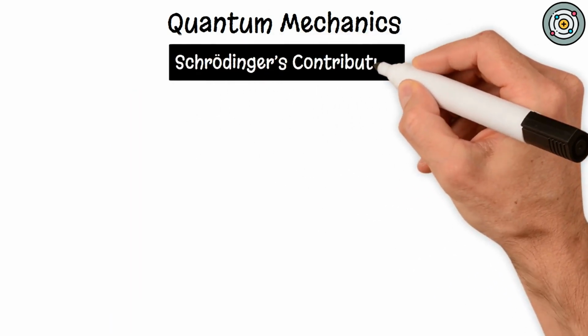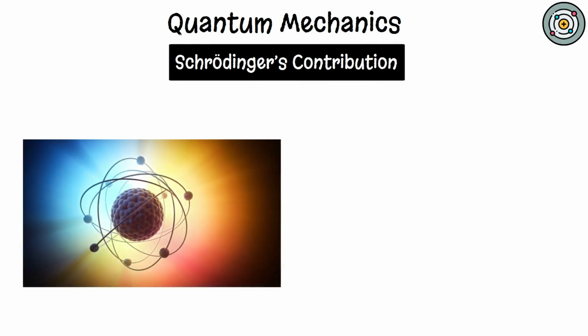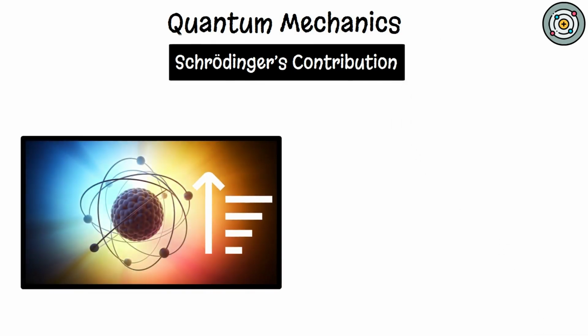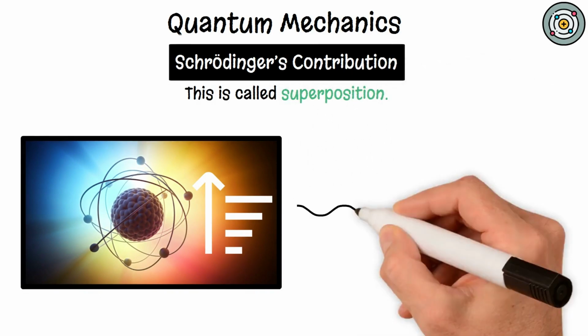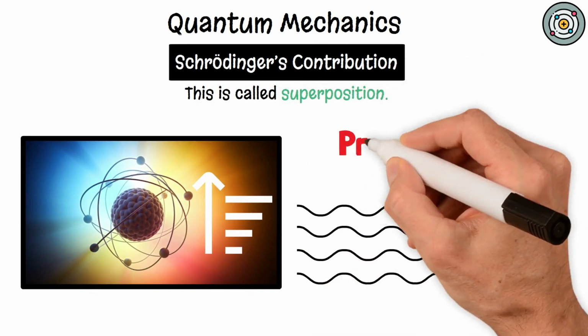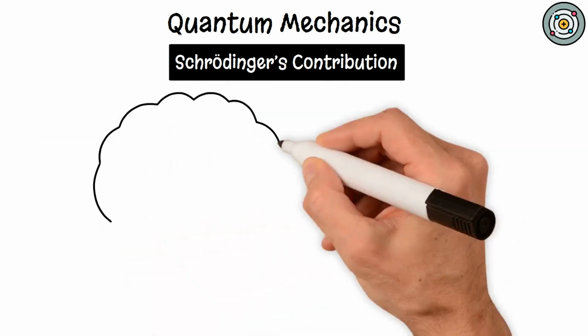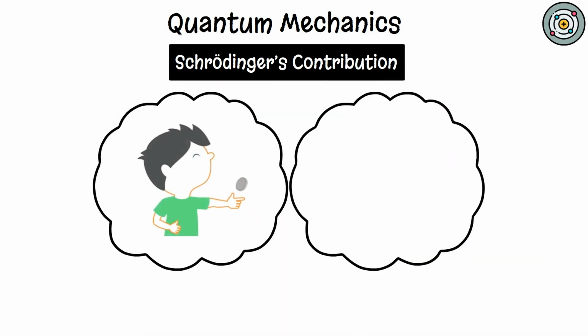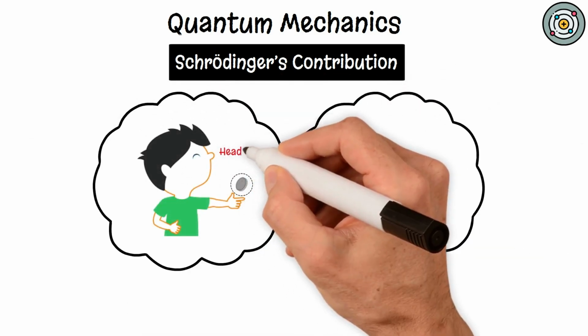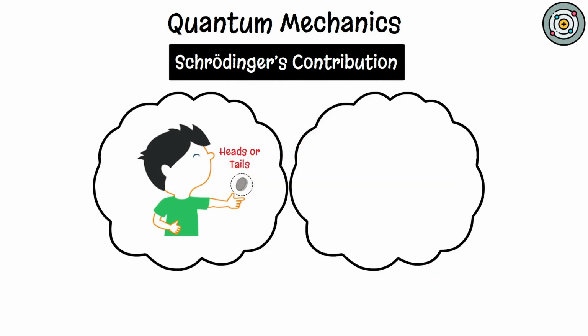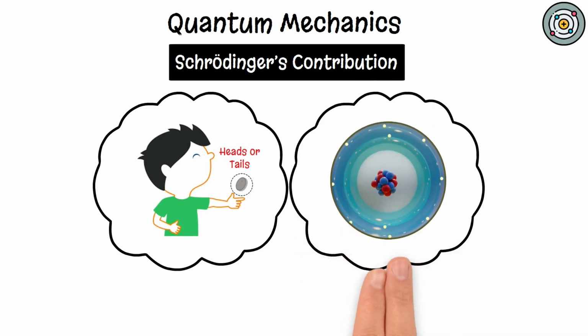Schrödinger's contribution. Particles can exist in multiple states at once until we measure them. This is called superposition, and it's described by a wave function showing probabilities. For example, think of a spinning coin in the air. It's not just heads or tails, but both until it lands. Similarly, an electron in an atom can be in many places at once until we check.